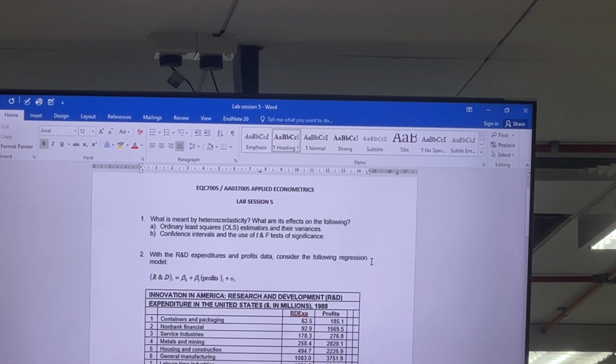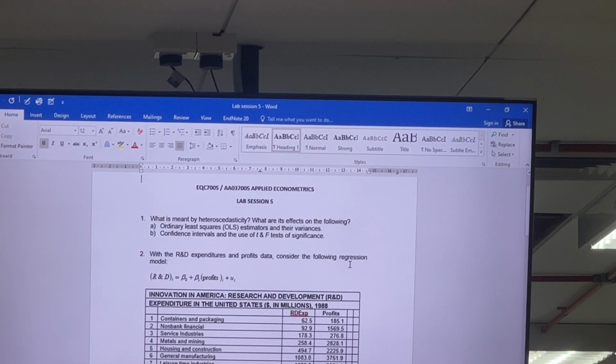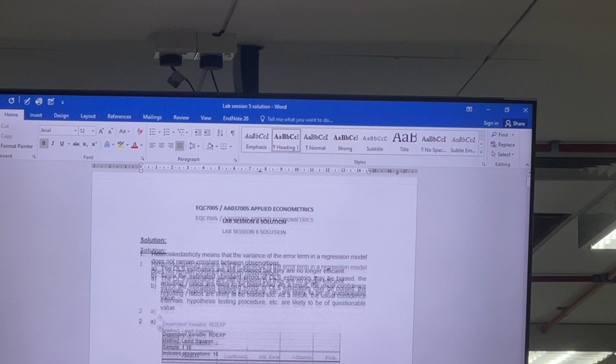So question number 1, what is meant by heterogeneity? That is what we discussed earlier. I explained to you that it represents the problem when we have a different error variance, not constant error variance.